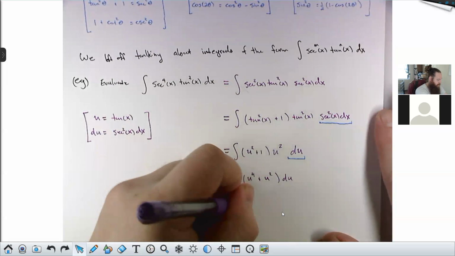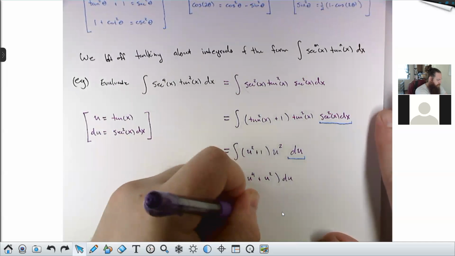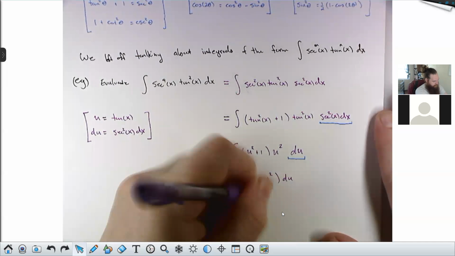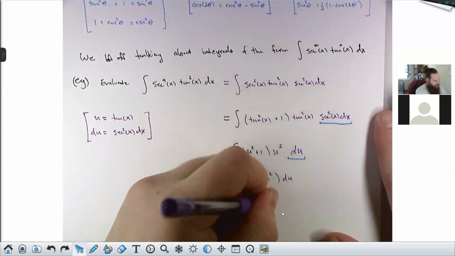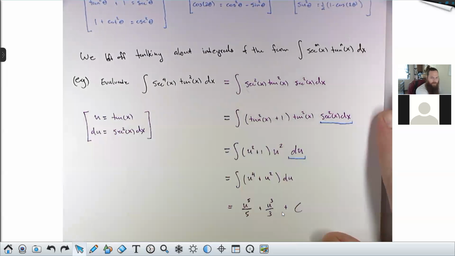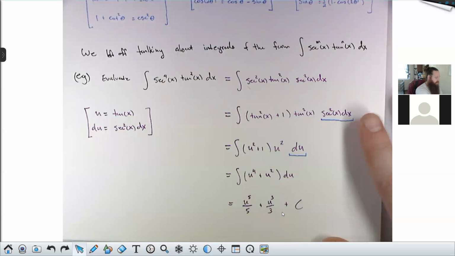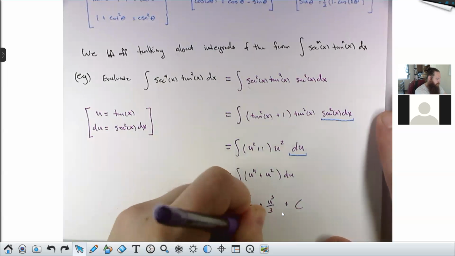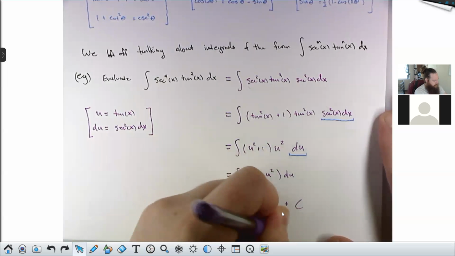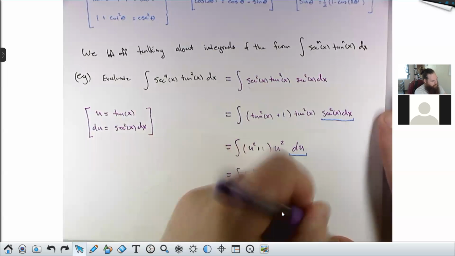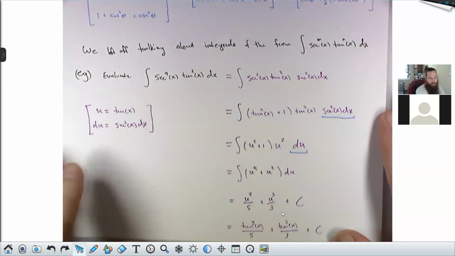So u to the 4 power there gives me u to the 5 over 5 plus u squared. Integral of u squared by the power rule is u cubed over 3. It's an indefinite integral, so I tack on a plus c, and at the end I have to go back to the original variable. So this is the 5th power of tangent over 5 plus the 3rd power of tangent over 3 plus a constant.